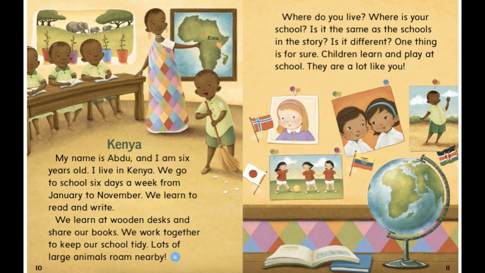One way authors identify a topic for a section is by writing a heading. Remember, a heading is shown in larger type than the other text on the page. The heading can be one word or a few words. When I read the heading on page 10, for Kenya, I know that all the details on this page will be about schools in Kenya. What other headings did the author use? That's right, friends. Japan, Ecuador, and Norway.